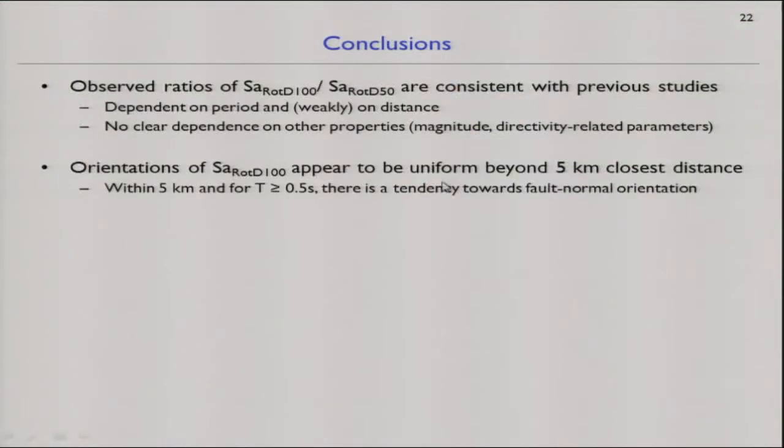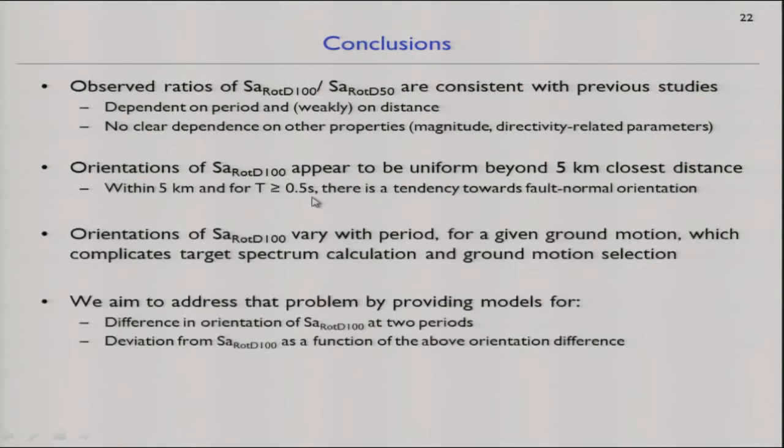We're tying up a couple of loose ends with regard to that with some review comments that we received, but there's not much interesting going on there. The orientations of the RotD100s outside of 5 kilometers are essentially uniformly random. Within 5 kilometers and at longer periods, there is a tendency towards a fault normal orientation. We've tried to quantify that.